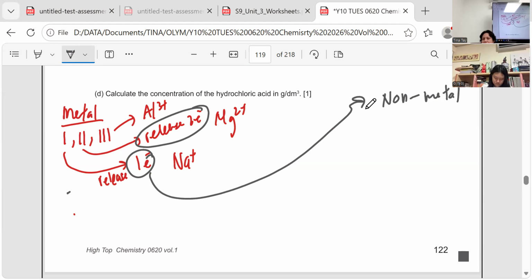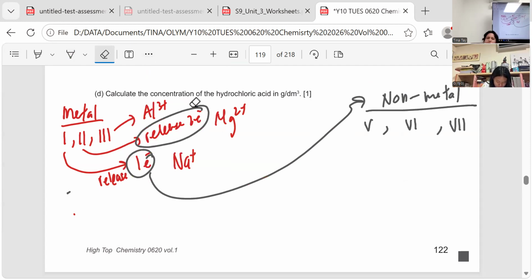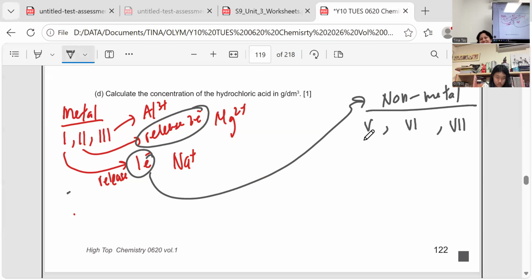The non-metal that we talk about is in group 5, 6, 7. So this one will receive 3 electrons and become 3 negative. This one will receive 2 electrons and become 2 negative. And this one will receive 1 electron and become 1 negative.